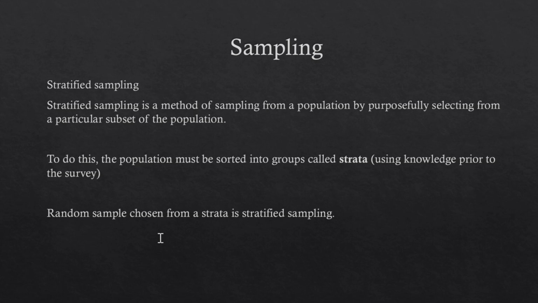To do stratified sampling, we divide a population into groups called strata. Strata is a key term. You could be asked about it in the exam. The plural for strata is not stratus, it is stratum. Once the strata are chosen, you can apply random sampling to the strata to get stratified sampling.